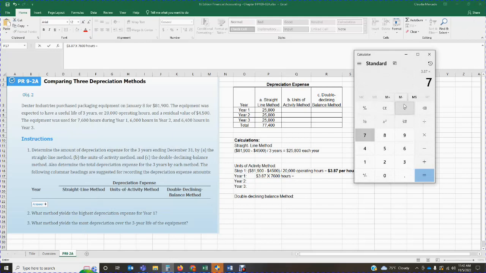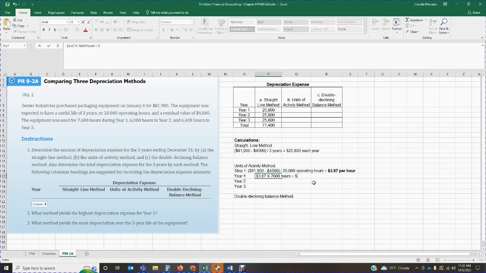387 times 7,600 hours gives me 29,412. Okay, that's going to be my depreciation for year 1.